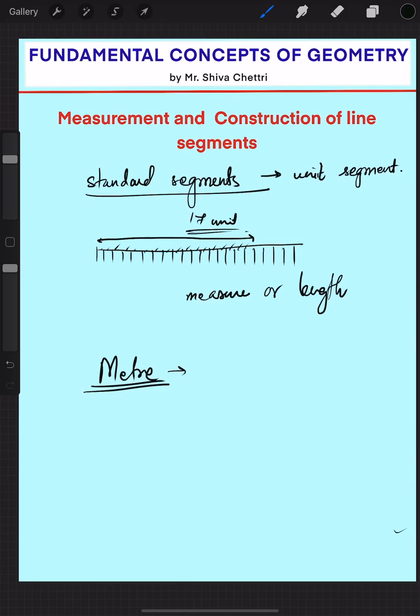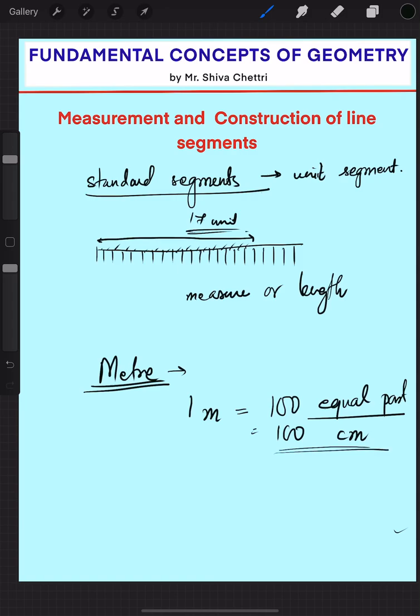So 1 meter contains 100 equal parts, and each of these 100 equal parts is a centimeter. In short form we write cm, but it is centimeter that we use every day, mostly. And 1 centimeter has 10 equal parts, and each of these 10 equal parts is a millimeter. We will go on to this concept a bit later, while constructing a line segment.